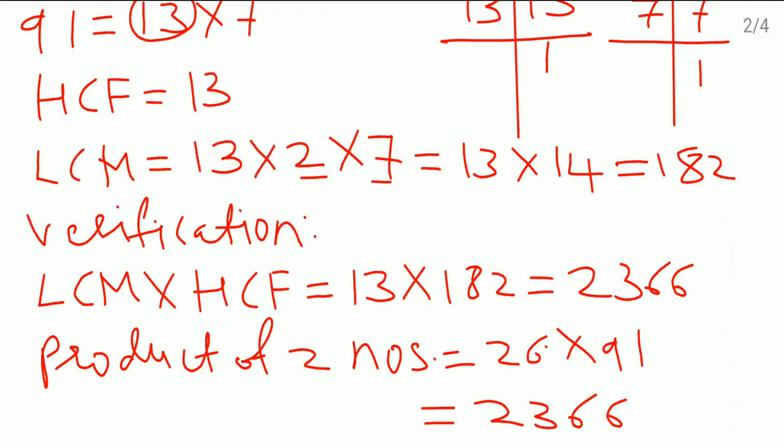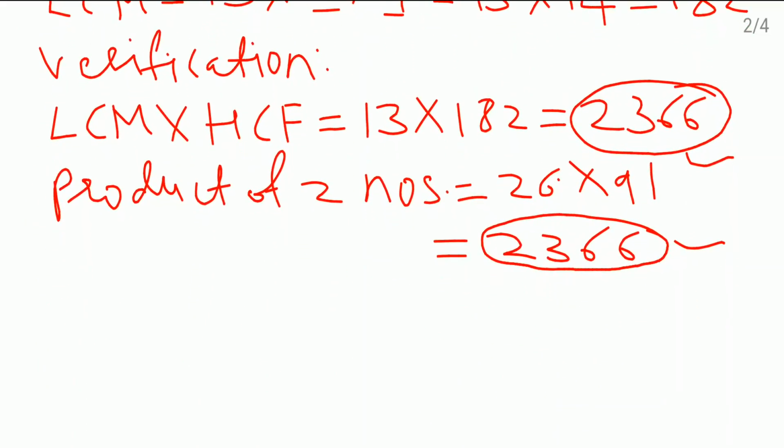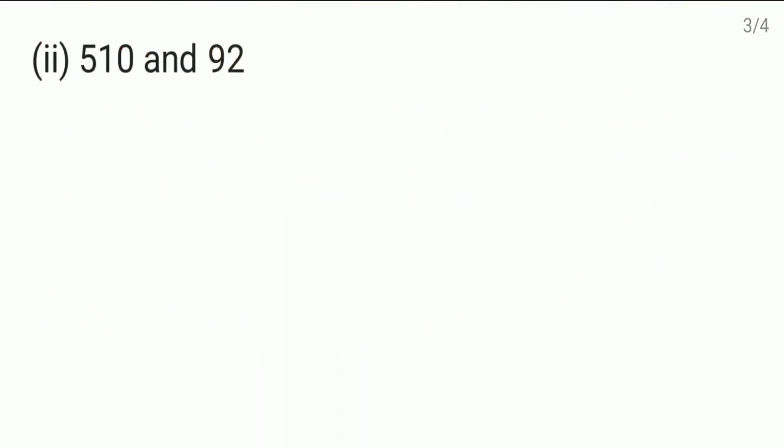Now look at these two numbers. The product of LCM and HCF comes to this one and the product of two numbers comes to this one. So both the answers are the same. It means that finally we will write LCM into HCF is equal to the product of two numbers. It is getting proved, right? Let us see the second one.